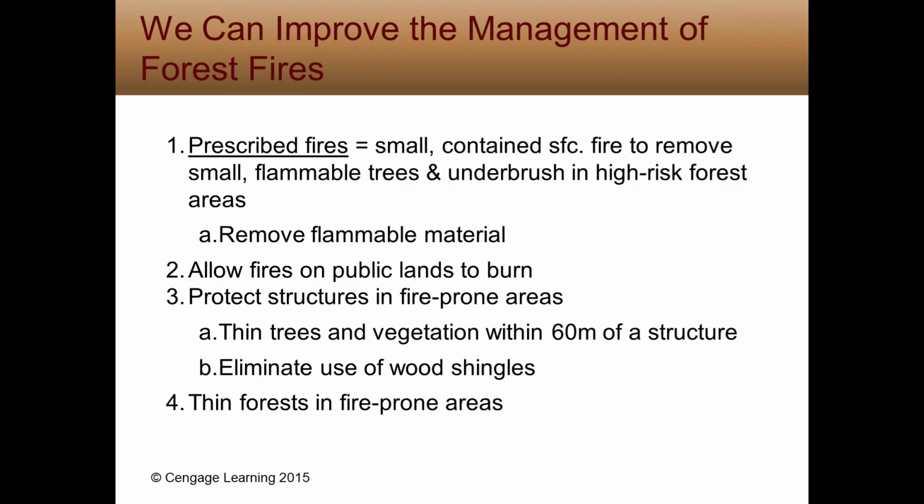If you allow fires on public land to just go, as long as they don't threaten or harm human life or wildlife, again, it's going to avoid more destructive crown fires. Protecting structures where you have fire, like just being smart about where you build and what you use, and then finally thinning out those forests. Okay. Number 12 asks you to define prescribed fire. That's also on this slide.